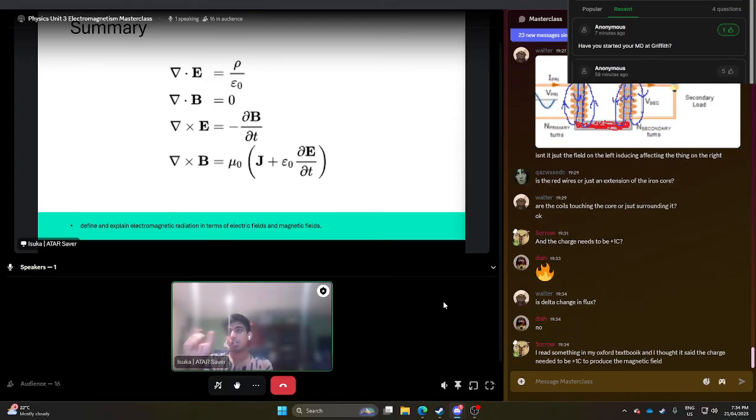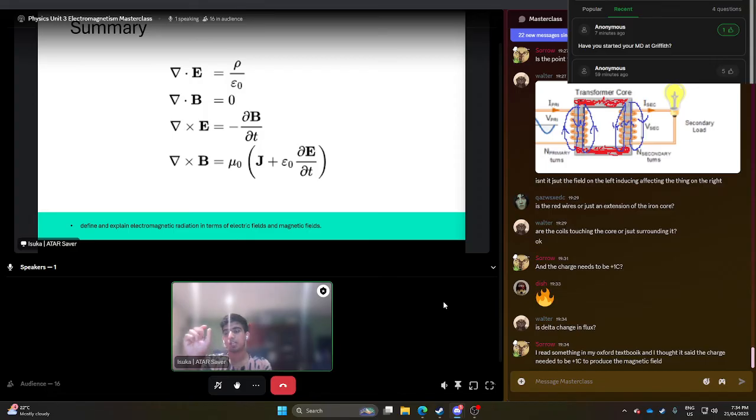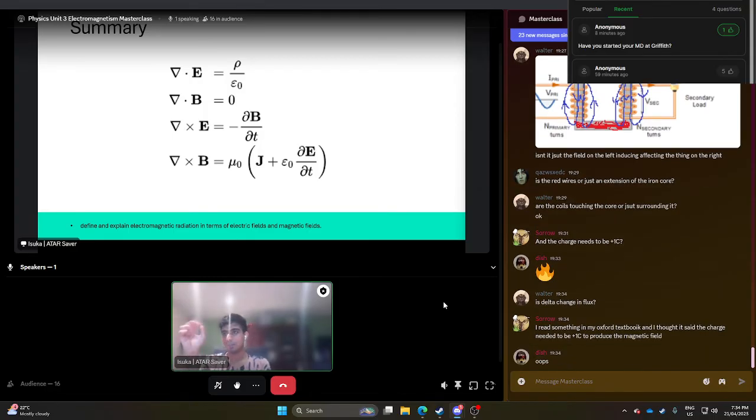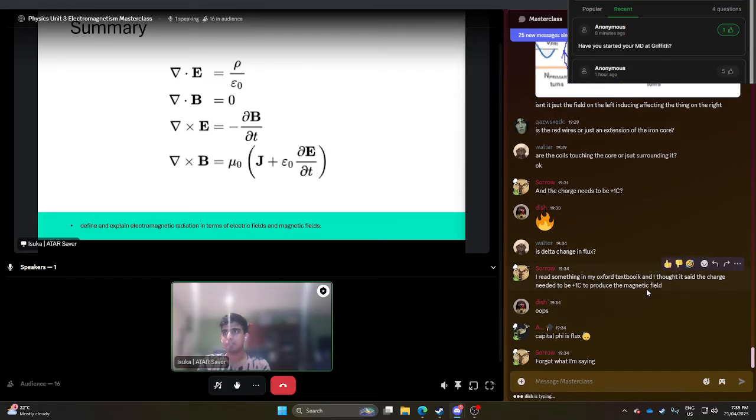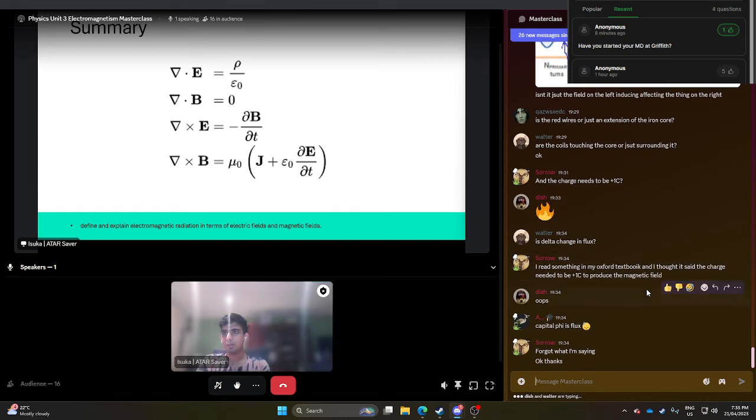Yes, delta means change in, and then you have flux, the Greek letter phi, I think it is. And the delta, which is a triangle, just means change in, so change in flux. Sorry, I read something in my Oxford textbook and thought it said the charge needed to be positive 1C to produce the magnetic field. If you talk about a current carrying wire, there are electrons in it, which are a negative charge, and that produces a magnetic field. So it definitely doesn't have to be positive. Okay, awesome.